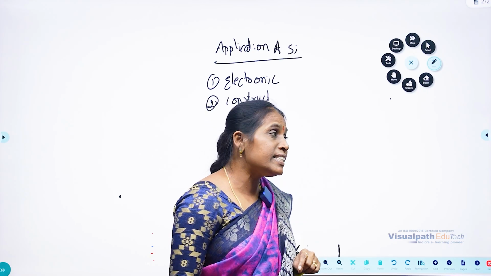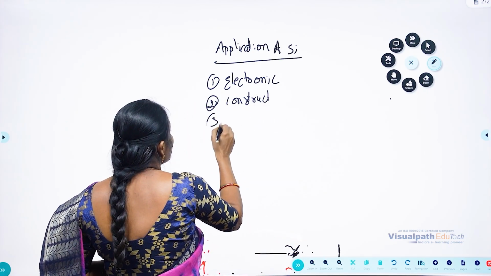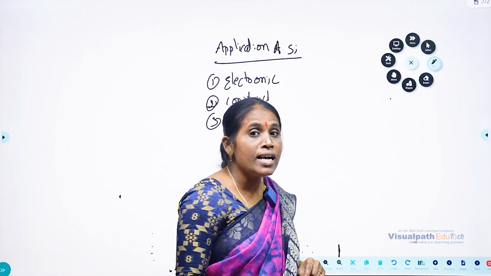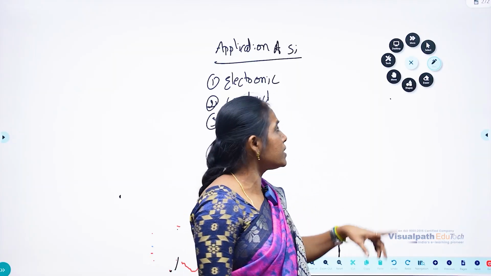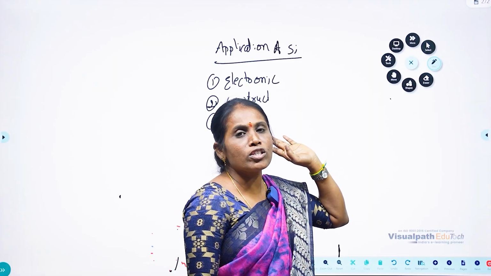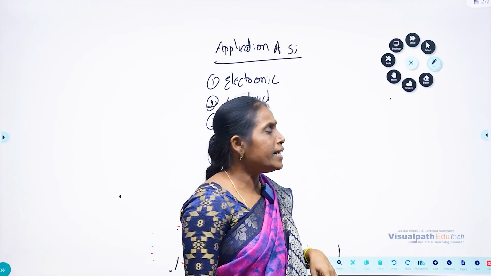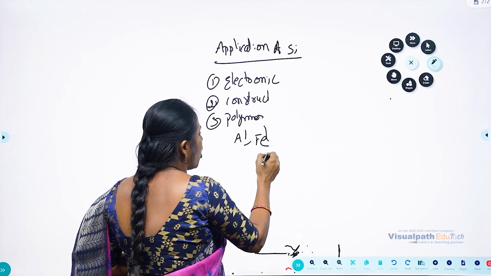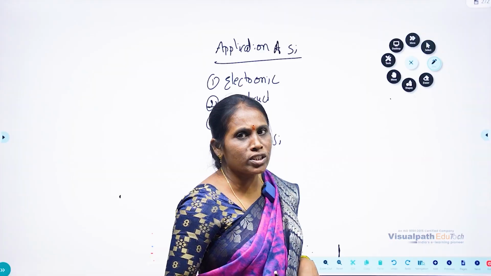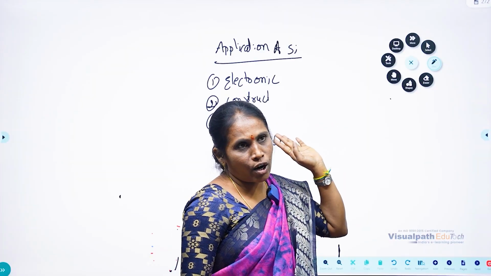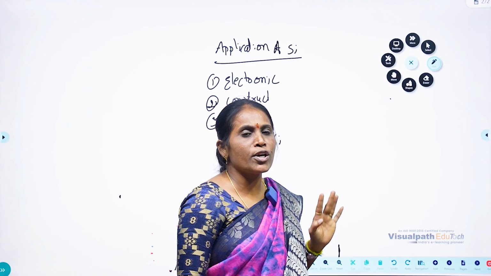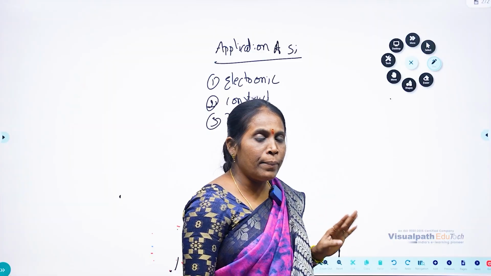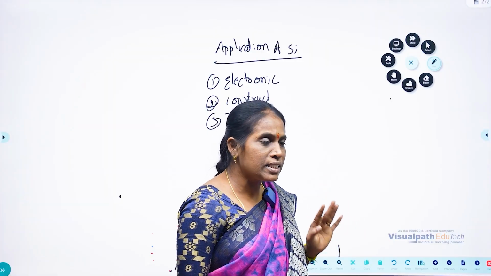And also, silicon is used in the preparation of polymers. Silicon polymers are prepared using silicon, and it is also used in the metallurgy process. In metallurgy, aluminum or iron are alloyed with silicon. So the metallurgy process takes place with the help of silicon. And also, silicon is used in cosmetics, hair dryers, etc. These are the industrial applications of silicon.